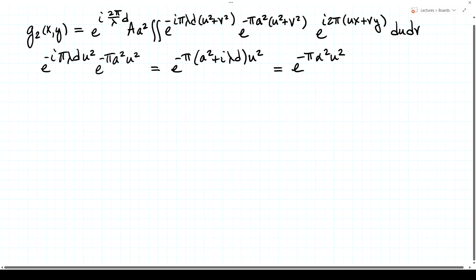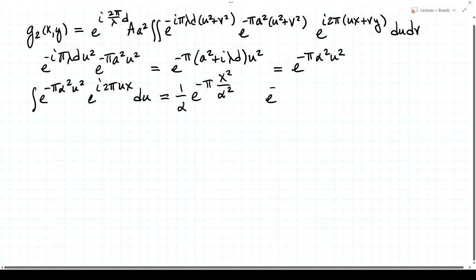So up here, the u part of the integral will have the form of the integral of e to the minus pi alpha squared u squared, e to the i 2 pi ux, du. And that is just the inverse Fourier transform of this Gaussian term, e to the minus pi alpha squared u squared. We know how to Fourier transform and inverse Fourier transform Gaussians, and then we apply the scaling theorem for this scale factor of alpha, and we get that this is equal to 1 over alpha, e to the minus pi x squared over alpha squared. And that comes again because e to the minus pi u squared inverse transforms to e to the minus pi x squared, and then we use the scaling theorem.